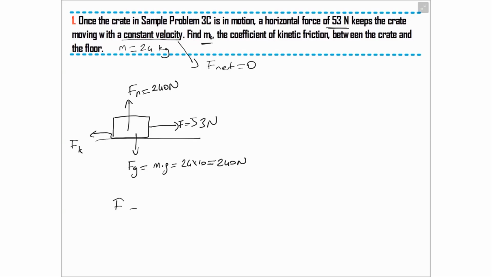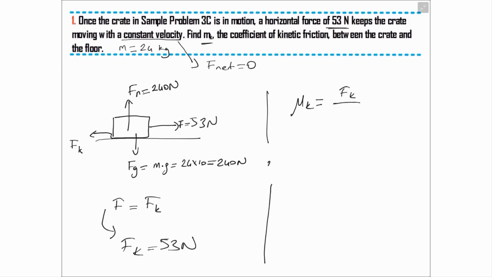So F must be equal to Fk. So Fk equals 53 Newton. And the question says find the kinetic friction coefficient. That means mu k equals Fk over Fn. So mu k will be, Fk is 53, Fn as we calculated 240, 53 over 240 will be 0.22, and there is no unit for the kinetic friction coefficient.